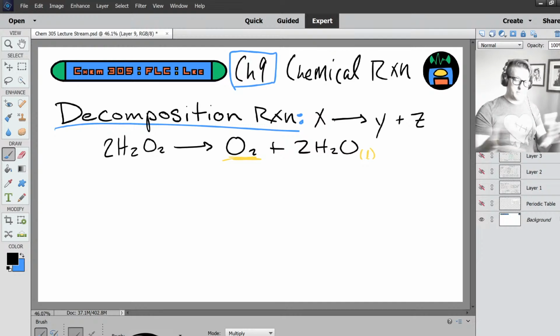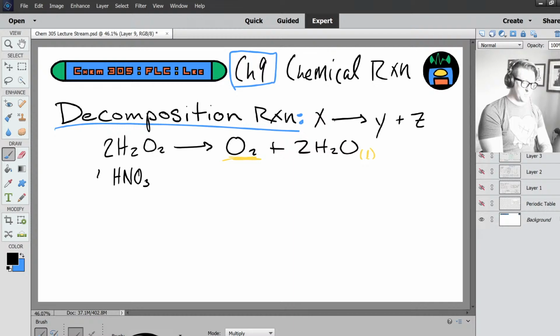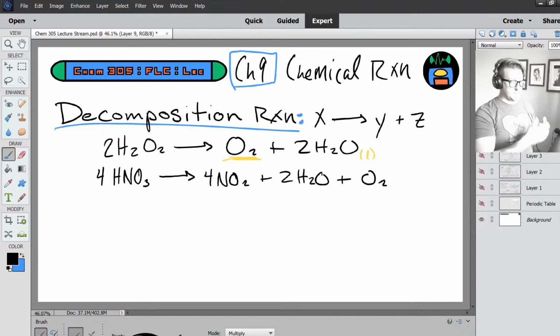In decomposition reactions, the molecule doesn't have to break apart into two things. It could be multiple things. For example, there's a reaction where you can heat nitric acid and it decomposes into nitrogen dioxide, water, and oxygen gas. So you can break apart into multiple things. It doesn't have to be just two. Decomposition is just starting with one thing and then it breaks apart into multiple things, 2, 3, etc.